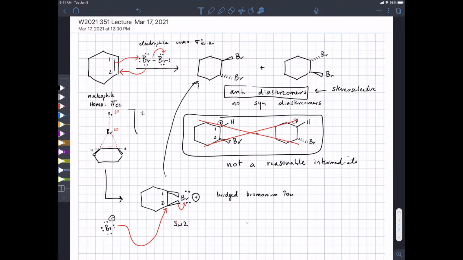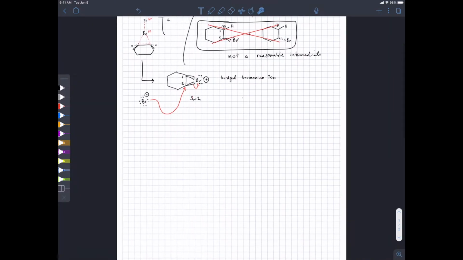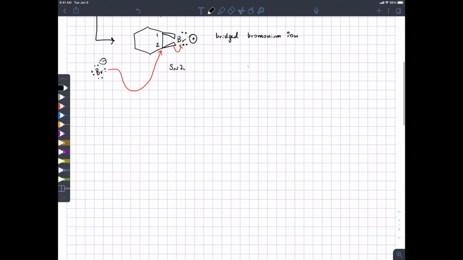And then you get these two products, which we called anti-diastereomers. We said this is an example of a reaction that's stereoselective for the anti-diastereomers, having the Br on opposite sides of the original alkene. Now, there's been some confusion about how do you tell whether a particular diastereomer is syn versus anti. And the answer is you have to know what the starting material was.